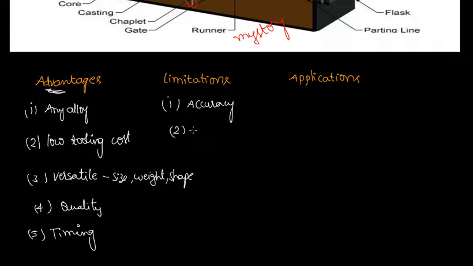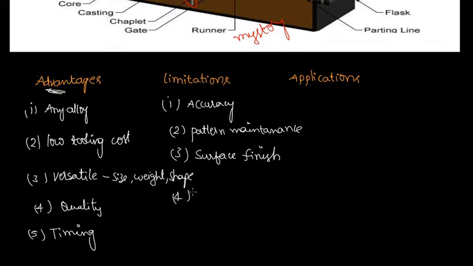And pattern maintenance. Because in sand, we mix some water content. That water content will have an effect on the wooden patterns. A wooden pattern may change its dimensions by absorbing the water content. So we have to maintain the pattern. We have to make sure that pattern dimensions are not changed from casting to casting. So that is a hectic thing. The third limitation is surface finish. And the fourth limitation is that it is laborious.